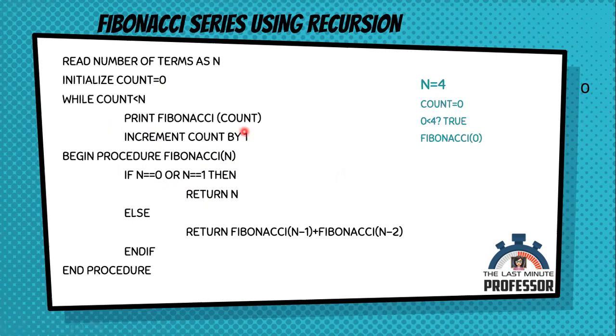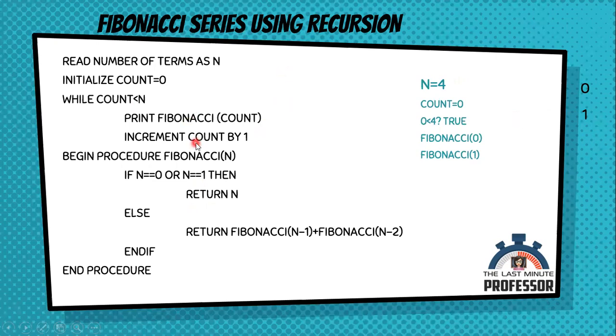Then again, we are inside the loop. So now count is less than n. Yes, 1 is less than 4. So now Fibonacci of 1, that is n value is 1 and so return 1. That value gets printed. Now increment count by 1. So it becomes 2. So we have printed 2 terms. We are ready to print 2 more terms.